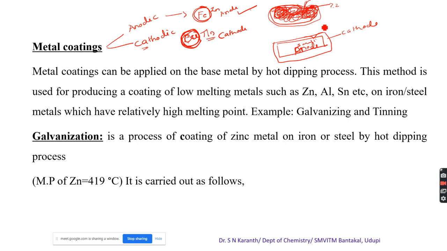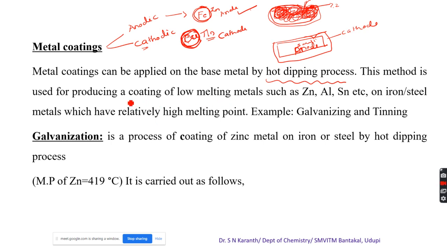So these are what we call metal coating techniques. We may introduce an anode metal over the surface of the base metal, or a cathode metal over the surface of the base metal. Depending upon that, we consider it as anodic coating or cathodic coating. Metal coating is nothing but applying a suitable metal over the surface of the base metal. The process may be carried out by a hot dipping process. In this method, usually a coating of low melting metal is produced.